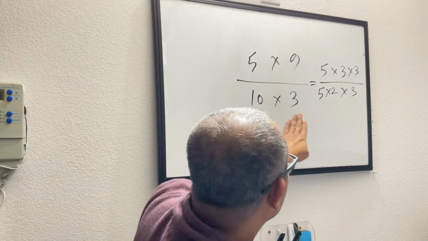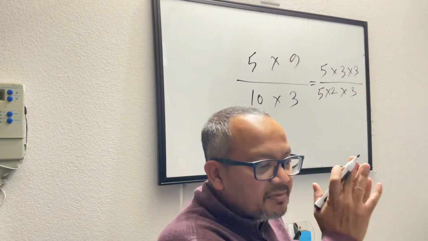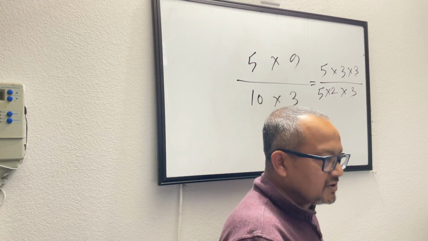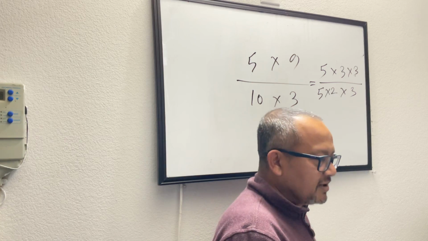So I have just split the bigger numbers into smaller numbers, right? Smaller things are cuter, easier to manage. Like you guys.